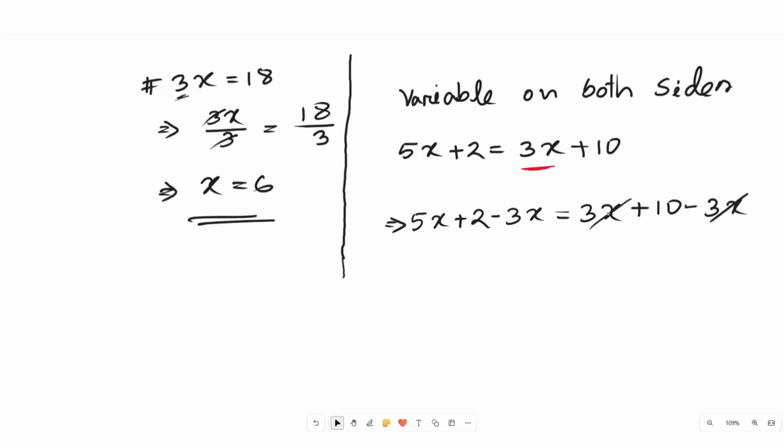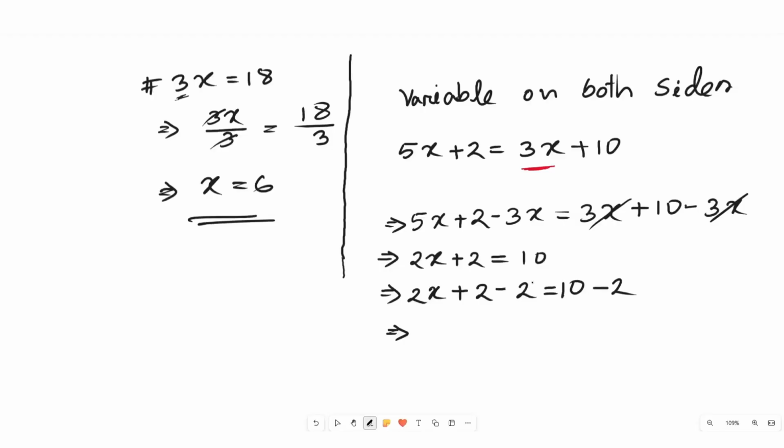Now we get a new equation, which is 2x plus 2 equals 10. Now we have to subtract 2 from both sides, and we can write 2x plus 2 minus 2 equals 10 minus 2. So now we can write 2x equals 8. Now we can divide both sides by 2, and that's it. We'll get our answer. 8 divided by 2 equals 4. So x equals 4.